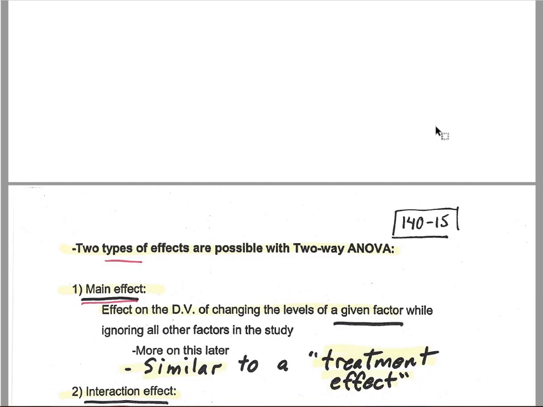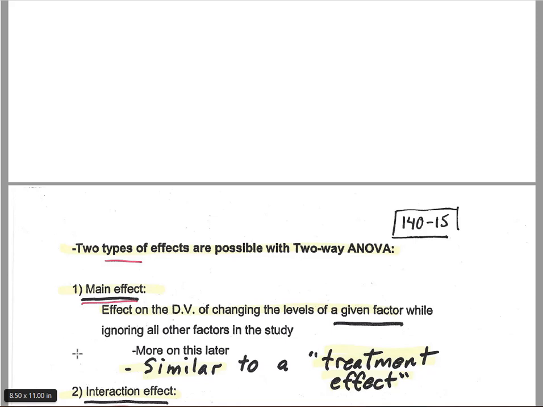There are two different types of effects that are possible with two-way ANOVA. And by that, I don't mean there are 2 effects that are possible, but two qualitatively different kinds of effects. One kind of effect that's possible we call a main effect. Main effect is the effect on the dependent variable of changing the levels of a given factor while ignoring all the other factors in the study.